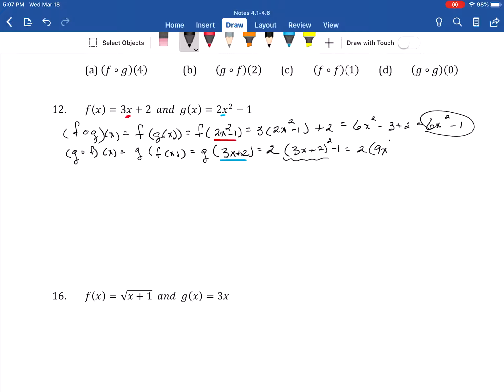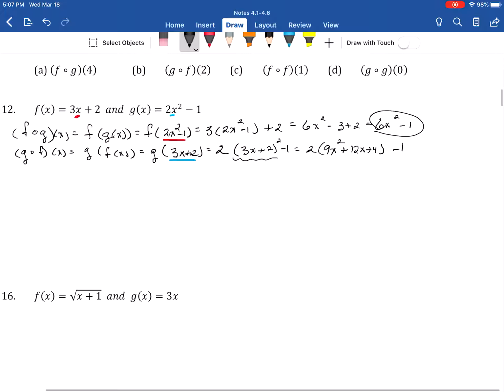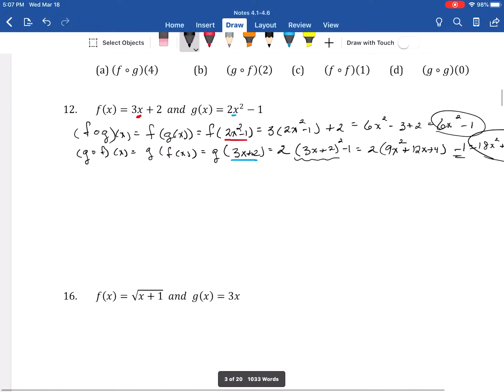Pause the video and try it yourselves if you need to work it out with all the steps, but you should get this. We simplify, keep going, don't stop there. I have some space over here. We're going to simplify this. We're going to get 18x squared plus 24x plus 8. But we have plus 8 minus 1. We'll call that 7. That's the simplified form.